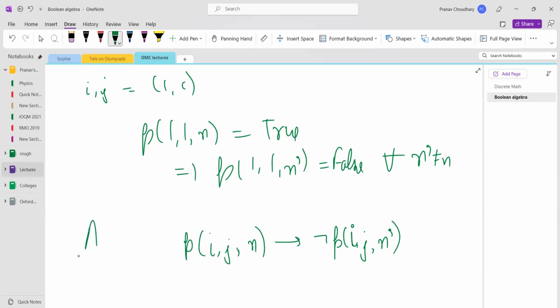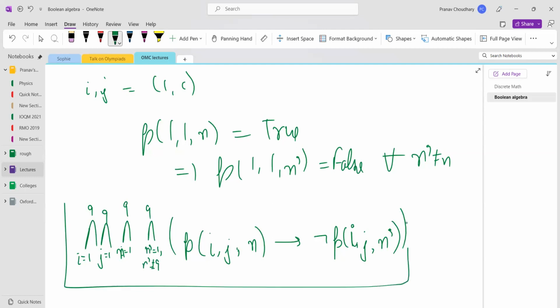Let's see how to write the numberings. So obviously I goes from 1 to 9, all the rows and all the columns, and then for each row and column, we take n equals 1 to 9, and n dash equals 1 to 9, but you also have a condition that n dash is not equal to n. So this is how you can code up this condition. So is this clear?